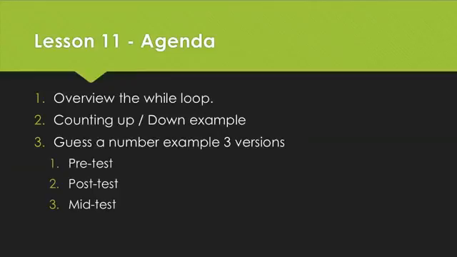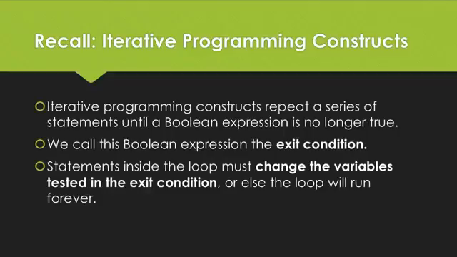Let's get started. On the agenda today, we'll overview the while loop. We'll go back to our counting up, counting down example that we did with the for loop. I'll write the exact same output, but I'll do it with while instead of for. Then we'll do a code example where we play the classic guess a number game, and we'll do this with three different versions: one with a pre-test loop, one with a post-test loop, and finally we'll finish up with the most flexible mid-test loop.